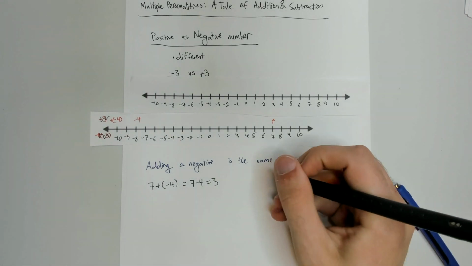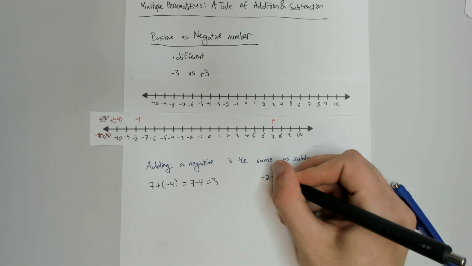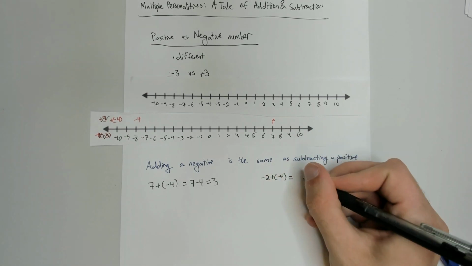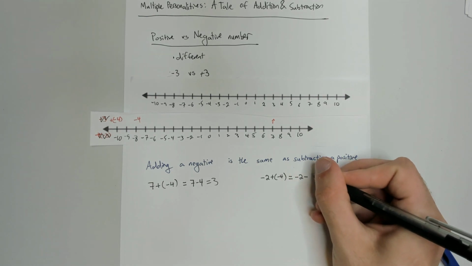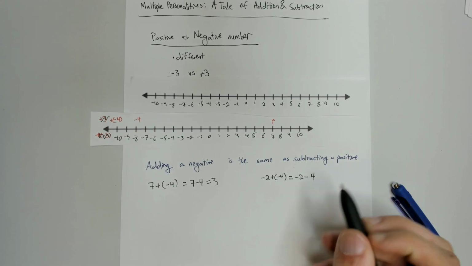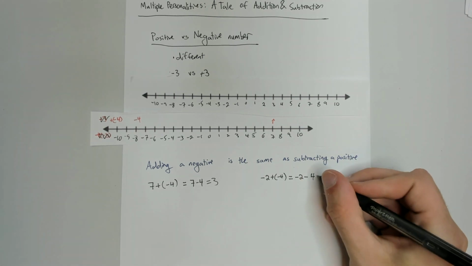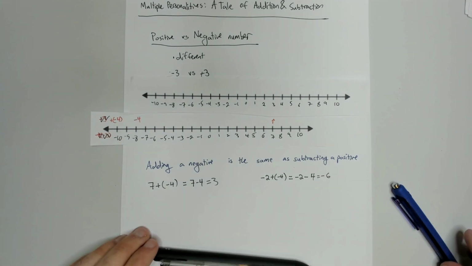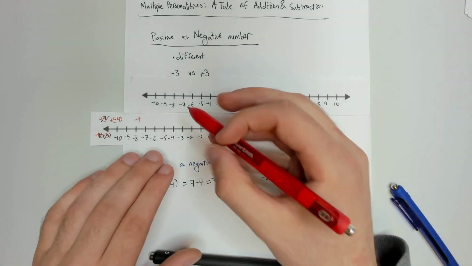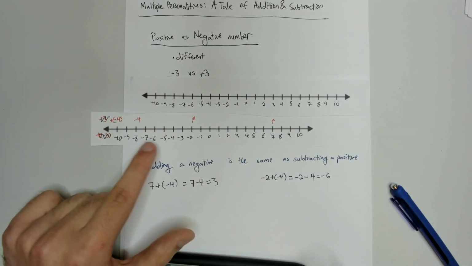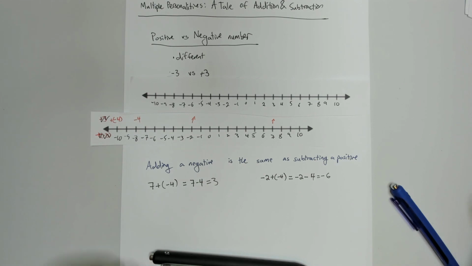All right, another example would be -2 plus -4. That is the same thing as -2 minus 4, because adding a negative, again, same thing as subtracting, so we get -2 minus 4 is -6, and if I wanted to show this with the number line, I start at -2, and this number line was added by -4 or subtracted by 4, and that gives us the same thing as -6.